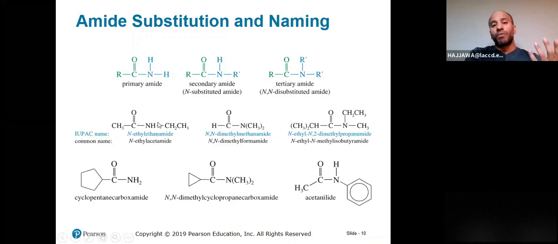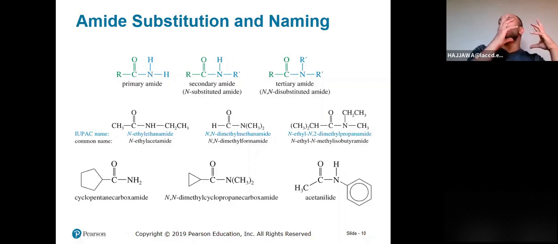If I would have no ethyl group here, then it would be named ethanamide. Ethanamide, because there is a CH3 carbonyl, that's an ethane corresponding amide, and you have the amide group, which is the NH2 attached to it.